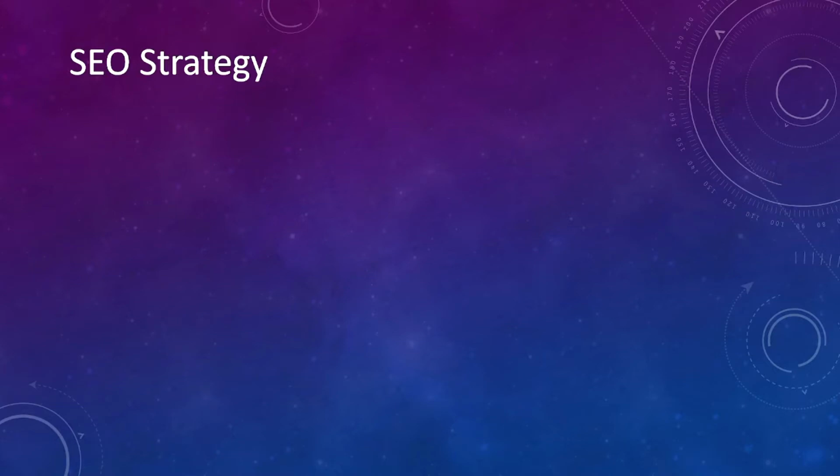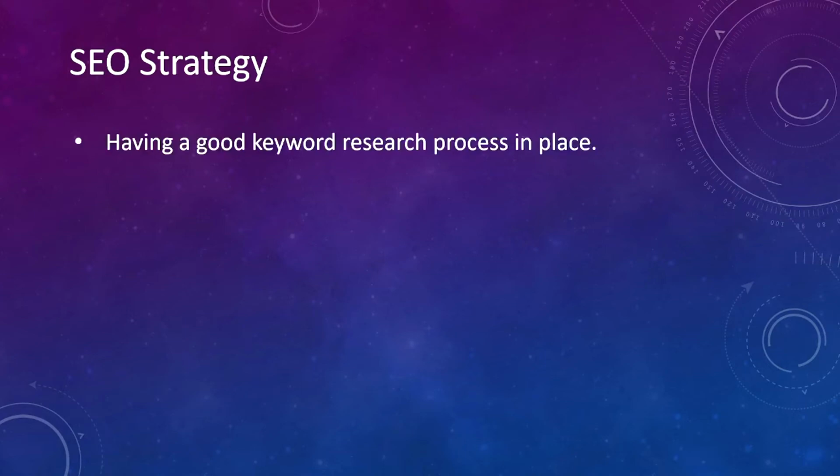Right, so what's the SEO strategy? If you want to rank a web page, good SEO strategy involves creating content that's comprehensive, and this is what your strategy should include. Having a good keyword research process in place. Use effective keyword research tools. And some of them are free, like Google's Keyword Planner.